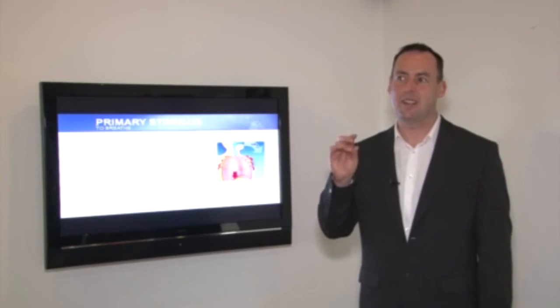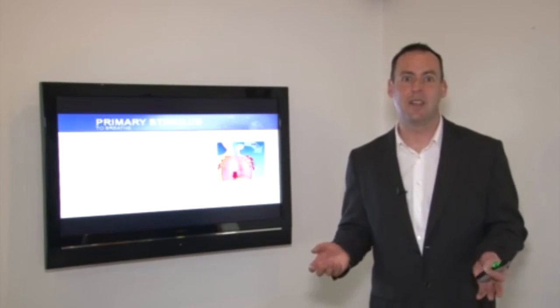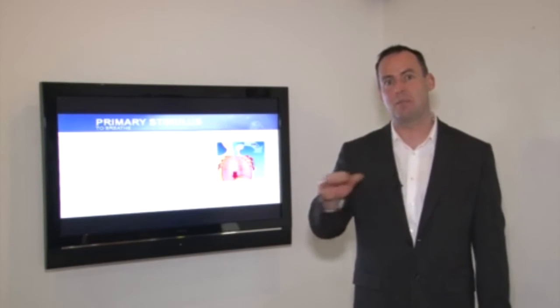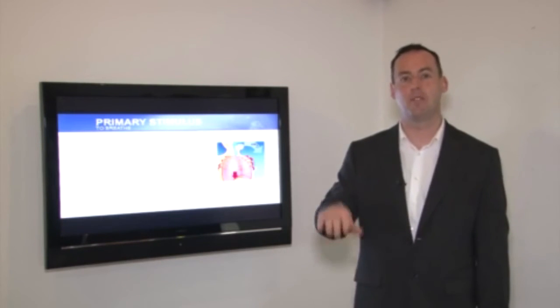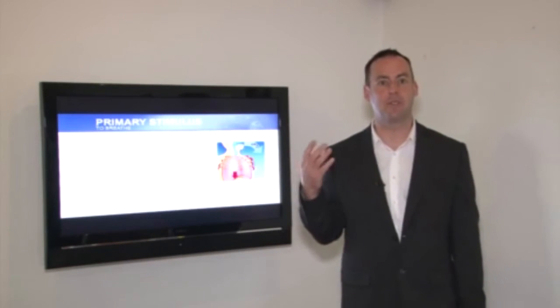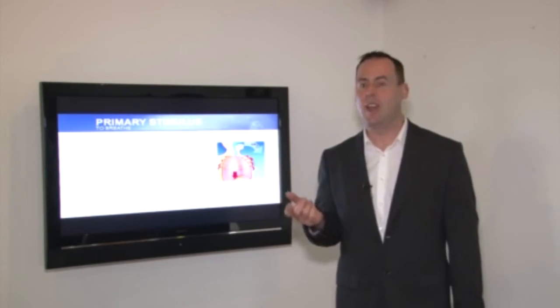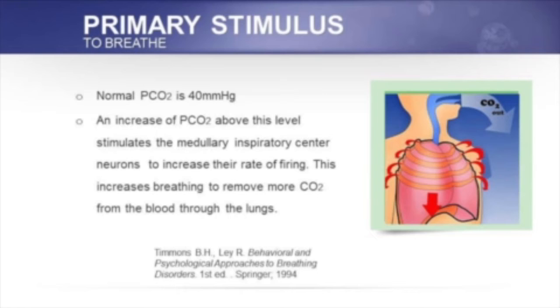So you can imagine that the respiratory center is probably similar to a thermostat in a house. And the thermostat is monitoring the temperature of the room. And if the temperature goes above or below a certain level, it will either switch on or switch off heating. So you have the respiratory center in the brain, which is continuously monitoring CO2 and pH. And if CO2 goes above a certain level, the brain sends a message to stimulate breathing, to bring carbon dioxide back to normal levels. And the increase of breathing is to remove more carbon dioxide from the blood through the lungs.